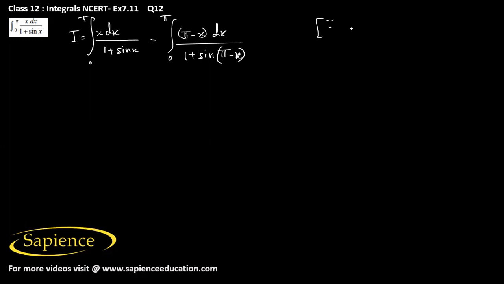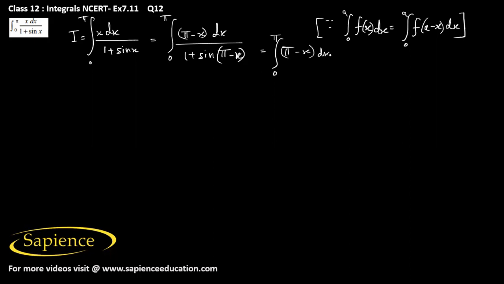Why? Since according to the property of definite integrals, the integral from 0 to a of f of x dx will be equal to the integral from 0 to a of f of (a minus x) dx. So this will be equal to the integral from 0 to pi. Now sine of (pi minus x) is sine x only. So this will be (pi minus x) dx by 1 plus sine x.